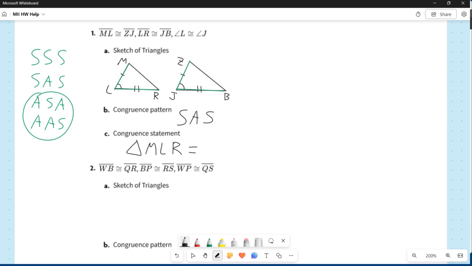Now, that triangle is congruent to the triangle on the right. Here's where you're sort of locked into something. Because I went in the order M, L, R, I need to make sure that when I list the vertices for the triangle on the right, it's in the same order that corresponds to each of those vertices. So I started with M, and M corresponds to Z, which means I have to start with Z in the other triangle. Likewise, J corresponds to L. They're basically in the same spot. And B corresponds to R.